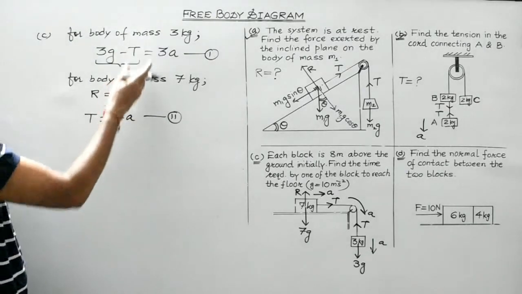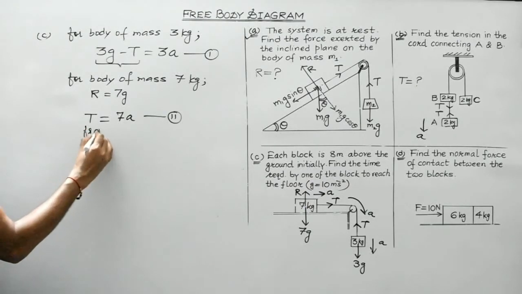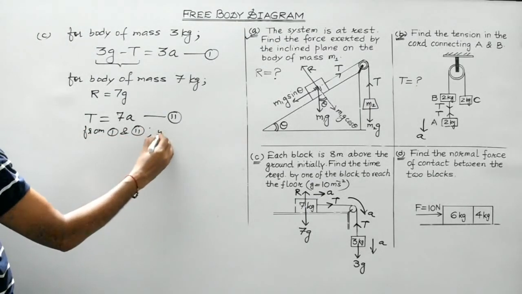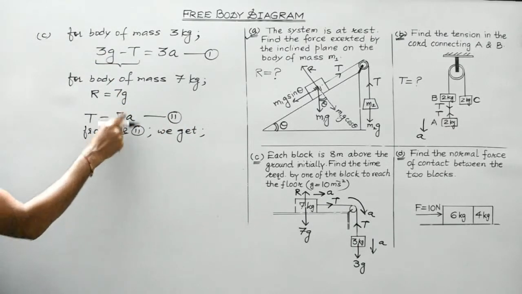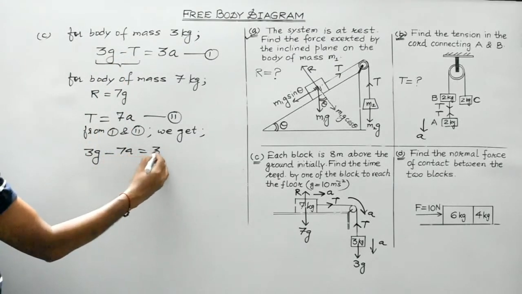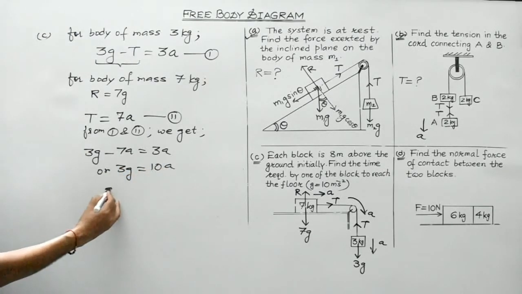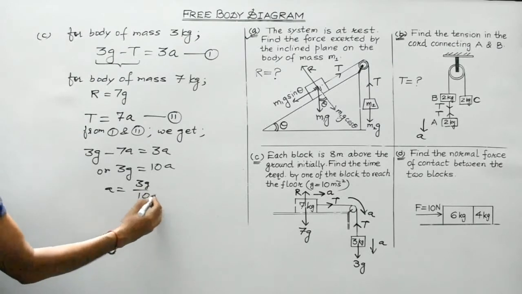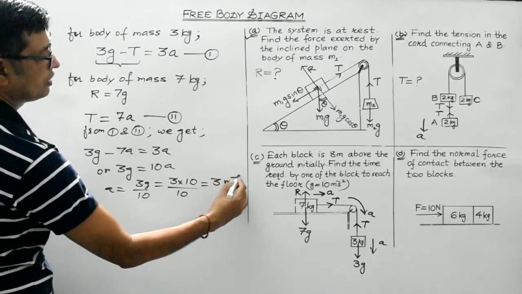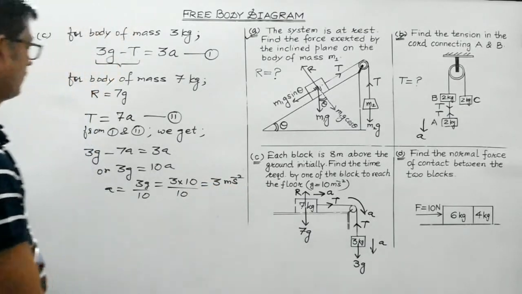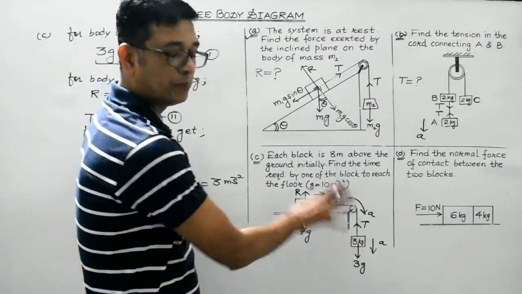So using these two, we can easily get the value of a, isn't it? So from 1 and 2, we get 3g minus, substituting the value of T as 7a over here, is equal to 3a, or 3g is equal to 10a. So a would be equal to 3g by 10. If you consider the value of g as 10 meter per second square, we will get acceleration as 3 meter per second square, right? So we have obtained the acceleration, which is 3 meter per second square.